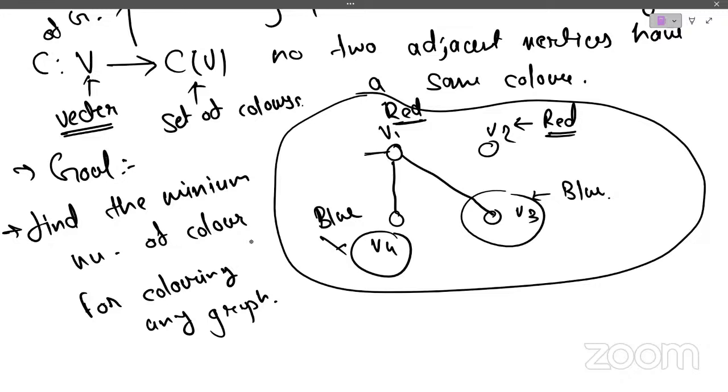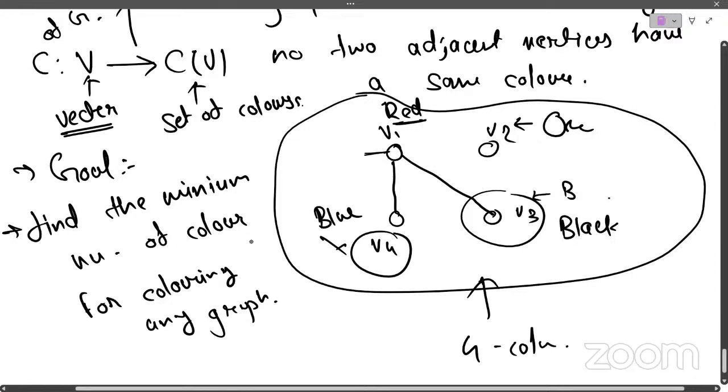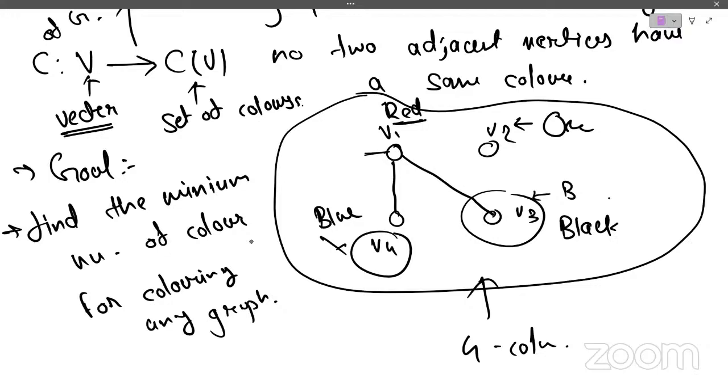For example, here I have used only 2 colors to color this graph. I also can use 4 colors. For example, I'll say V1 will get red color, V2 will get another color, suppose orange, V3 will get black. So this is also one type of coloring of this graph, but here I'm using 4 colors. Our main goal is to find the number of colors with which we can color the whole graph using this adjacency relation. That means any 2 vertices which are adjacent won't get the same color.